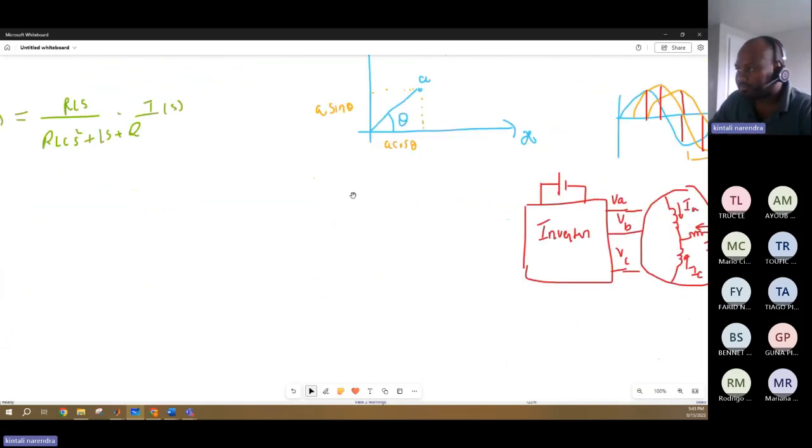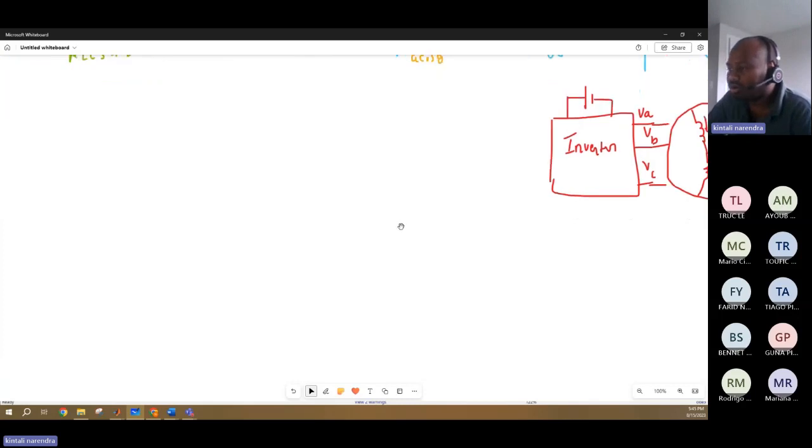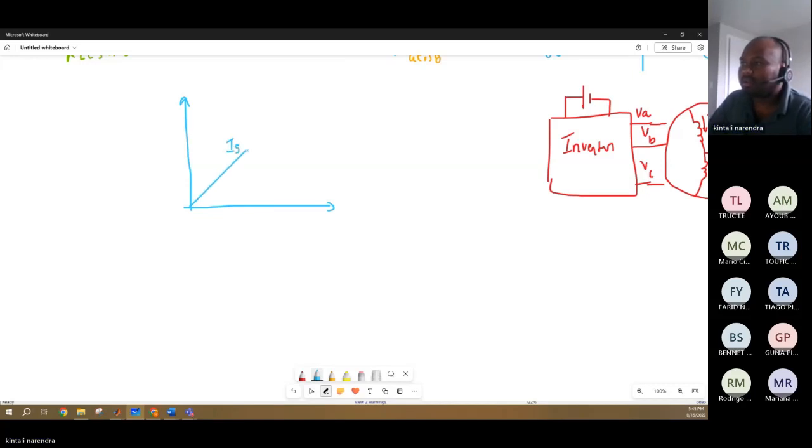For example, just for a small case, we know IS. IS is the stator magnetic field, and it has an IS cap. IS is because of I alpha and I beta.